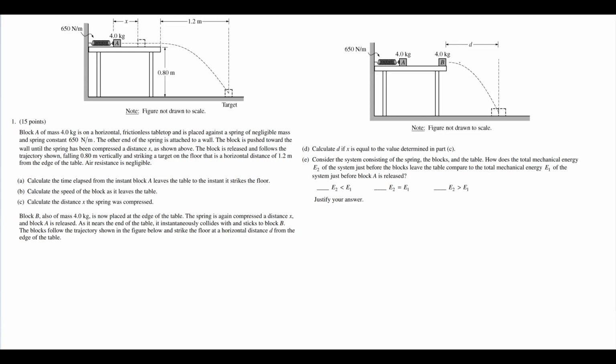Calculate the time elapsed from the instant block A leaves the table to the instant it strikes the floor. One problem we have is we don't know this velocity v. However, if you know from kinematics, that is only the horizontal piece of the velocity. The vertical piece has nothing to do with this v value. So if we want to find the time it takes, let's use one of our kinematics equations.